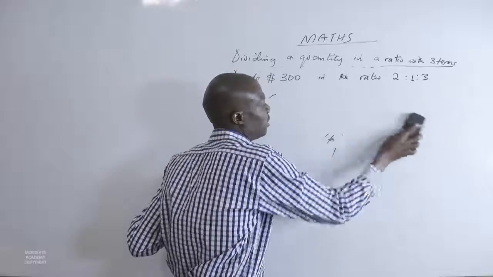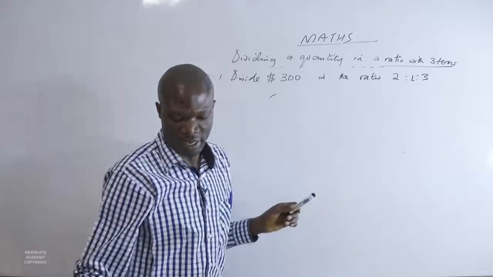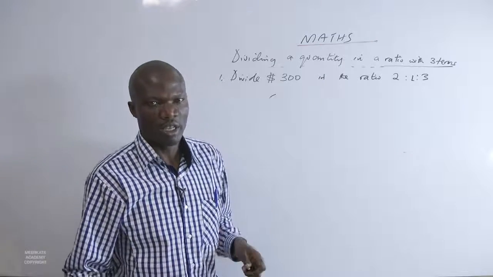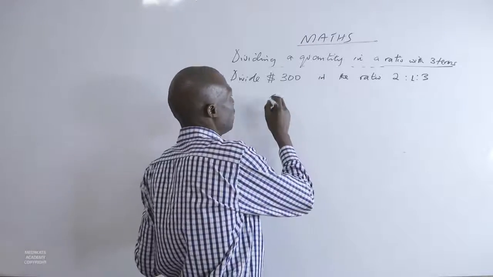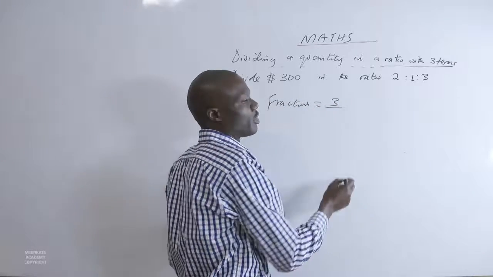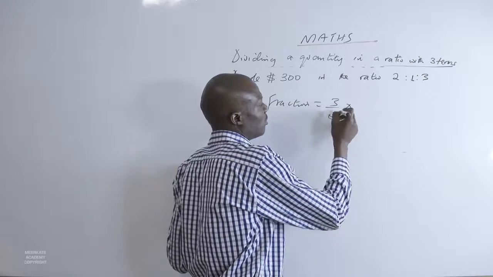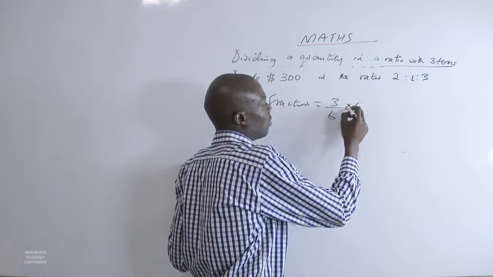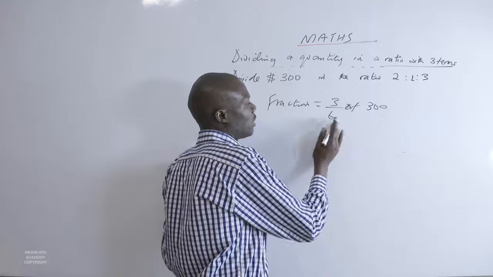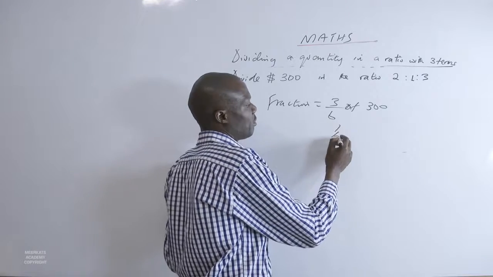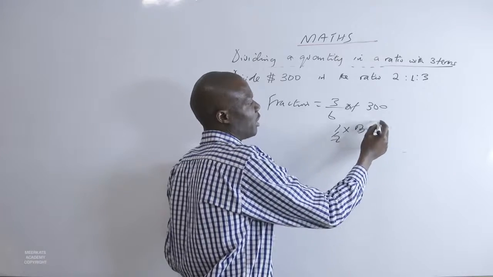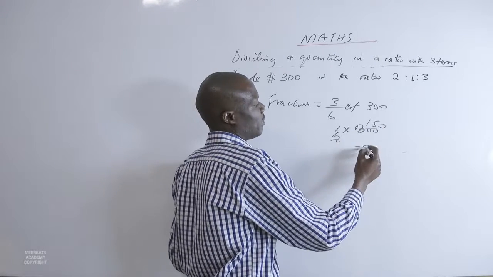And the last one, hope you are writing down those answers so that we can easily allocate what we have. The last one is the number 3 over the total number of units, of $300. 3 over 6 is the same as a half times 300. Half of 300 is 150.